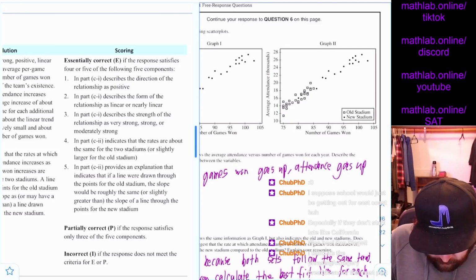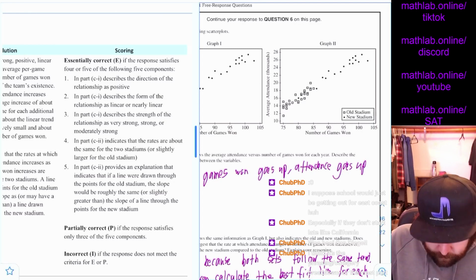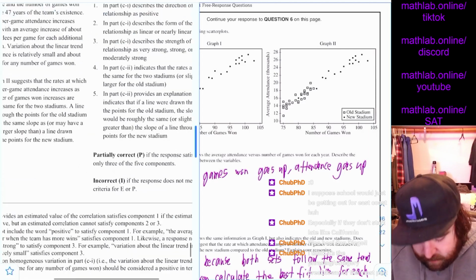Provide an explanation that if a line were drawn through the points of the old stadium, the slope would be roughly the same. Oh, wow. I actually did have to say that. Okay. Well, I had to specify the slope. I didn't specify the slope. Is that okay?